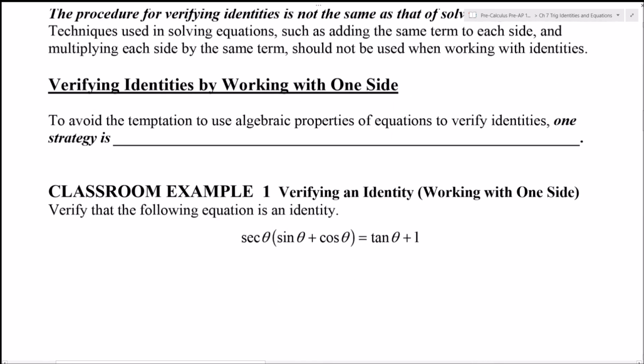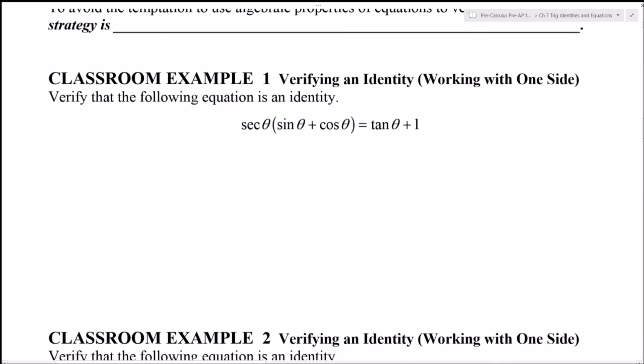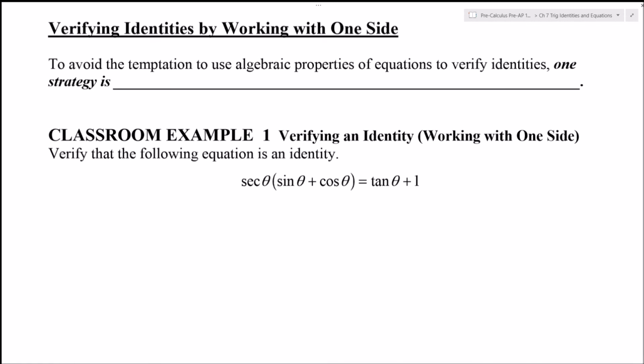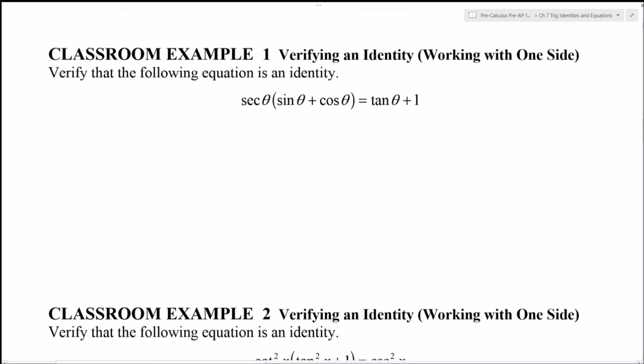But in example 1, it gives us a suggestion up at the top, verifying identities by working with one side. That's usually the way that we go. And I'm going to try to do that for each of these examples, so not just example 1. So for example 1, verify that the following equation is an identity. Secant theta times sine theta plus cosine theta is equal to tangent theta plus 1. You want to work with one side and one side only.